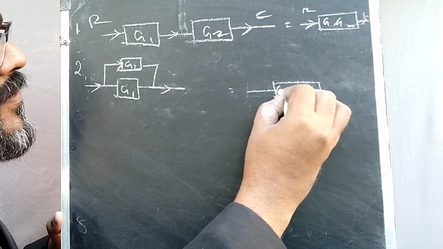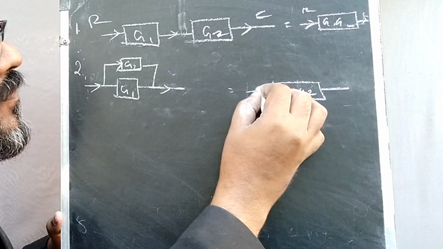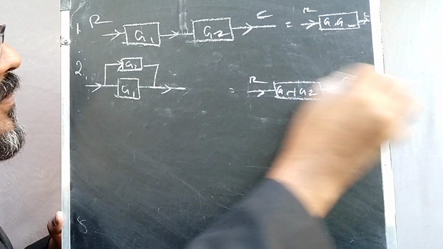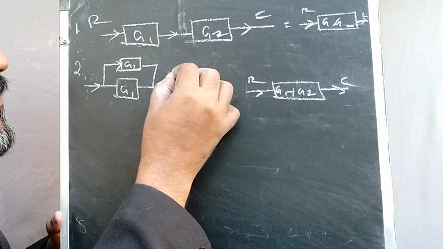Okay. Then the second condition. If the blocks are in parallel connection, that is G1 and G2, how are we able to remove this? You need to add them, G1 plus G2. This is R and this is C. This is C, this is R. Please understand, it should be a forward path.